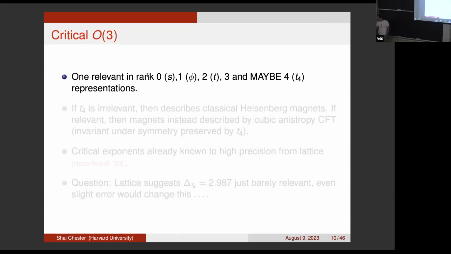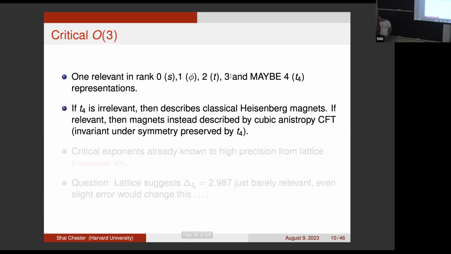In this case, there's certainly a relevant singlet, isospin 1, isospin 2, isospin 3, and there might be a relevant rank 4 operator. So if you have your field phi, there might be an operator phi_i phi_j phi_k phi_l which is relevant. Now, why do I say maybe and why is this important? If this rank 4 operator is irrelevant, then the O3 model would describe phase transitions for classical Heisenberg magnets.